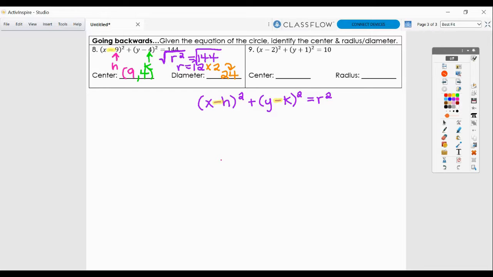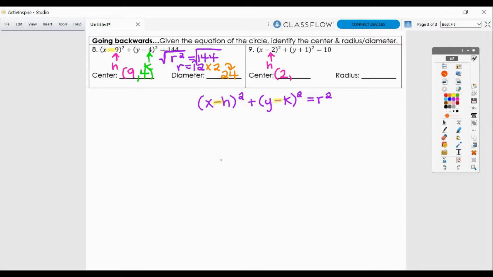Next problem here, same thing. Let's go ahead and look at our first set of parentheses. We have the quantity x minus 2 squared. H will be the value that's subtracted from x in this case. Because it's subtracted, we already have subtraction in the standard form, so I keep it as a 2 here. This is when things change.